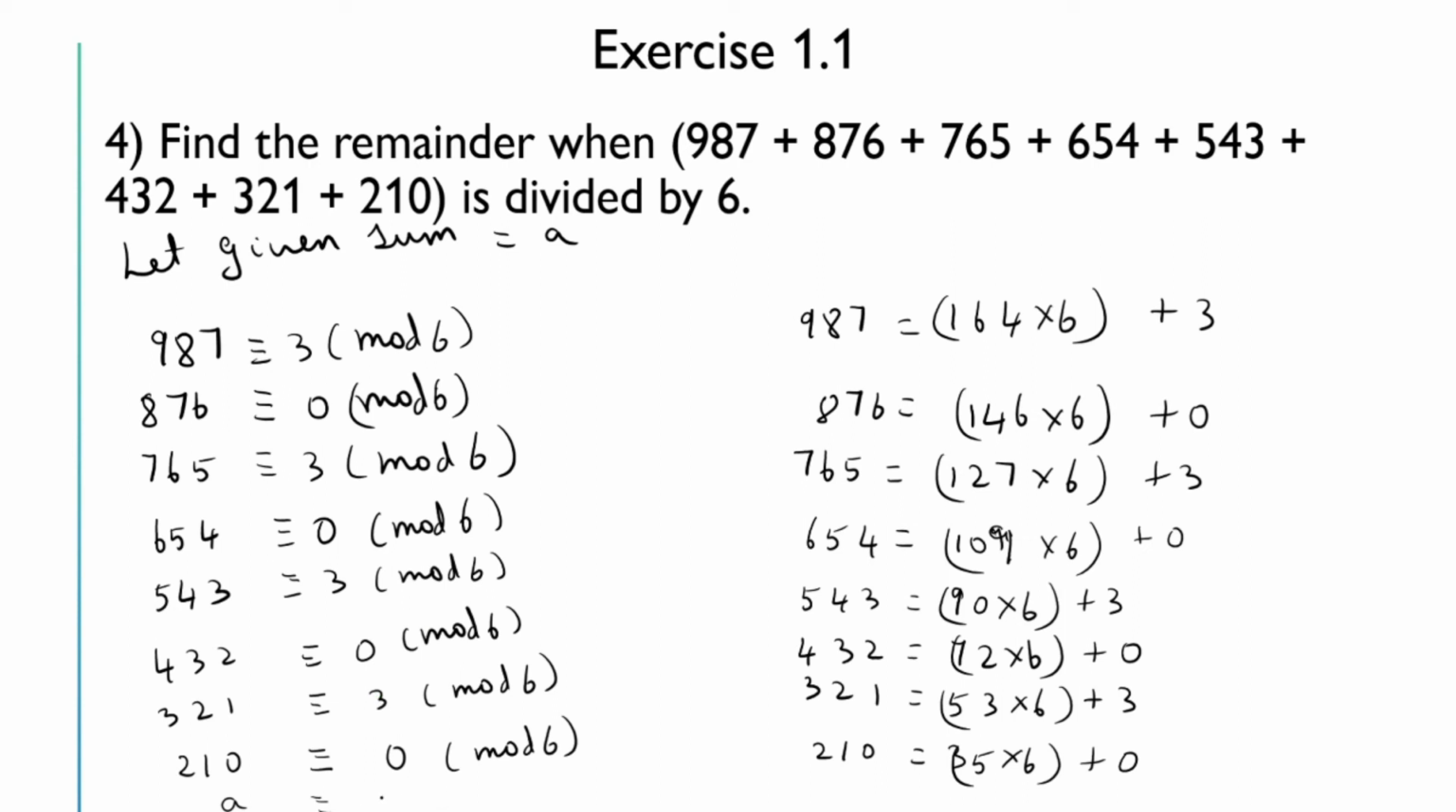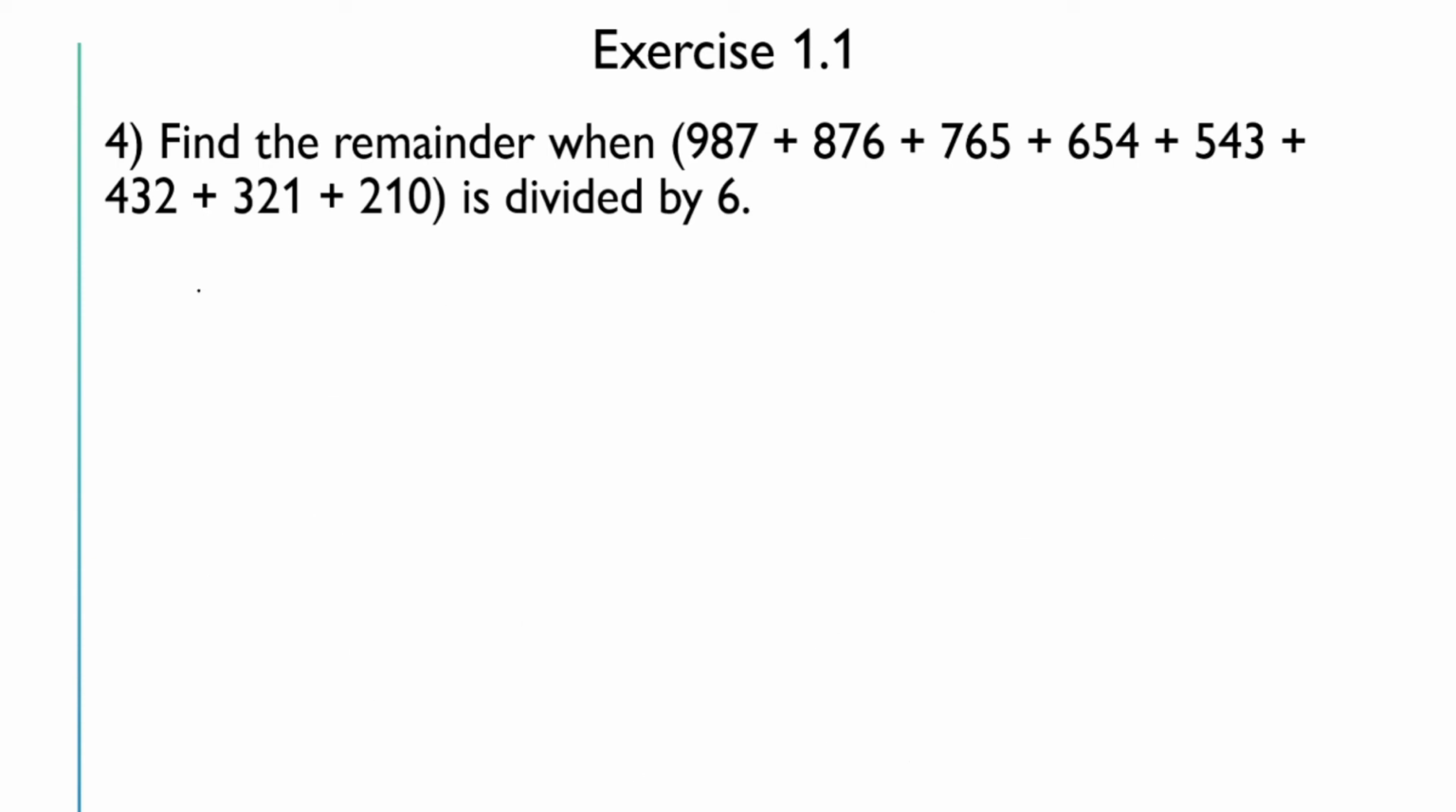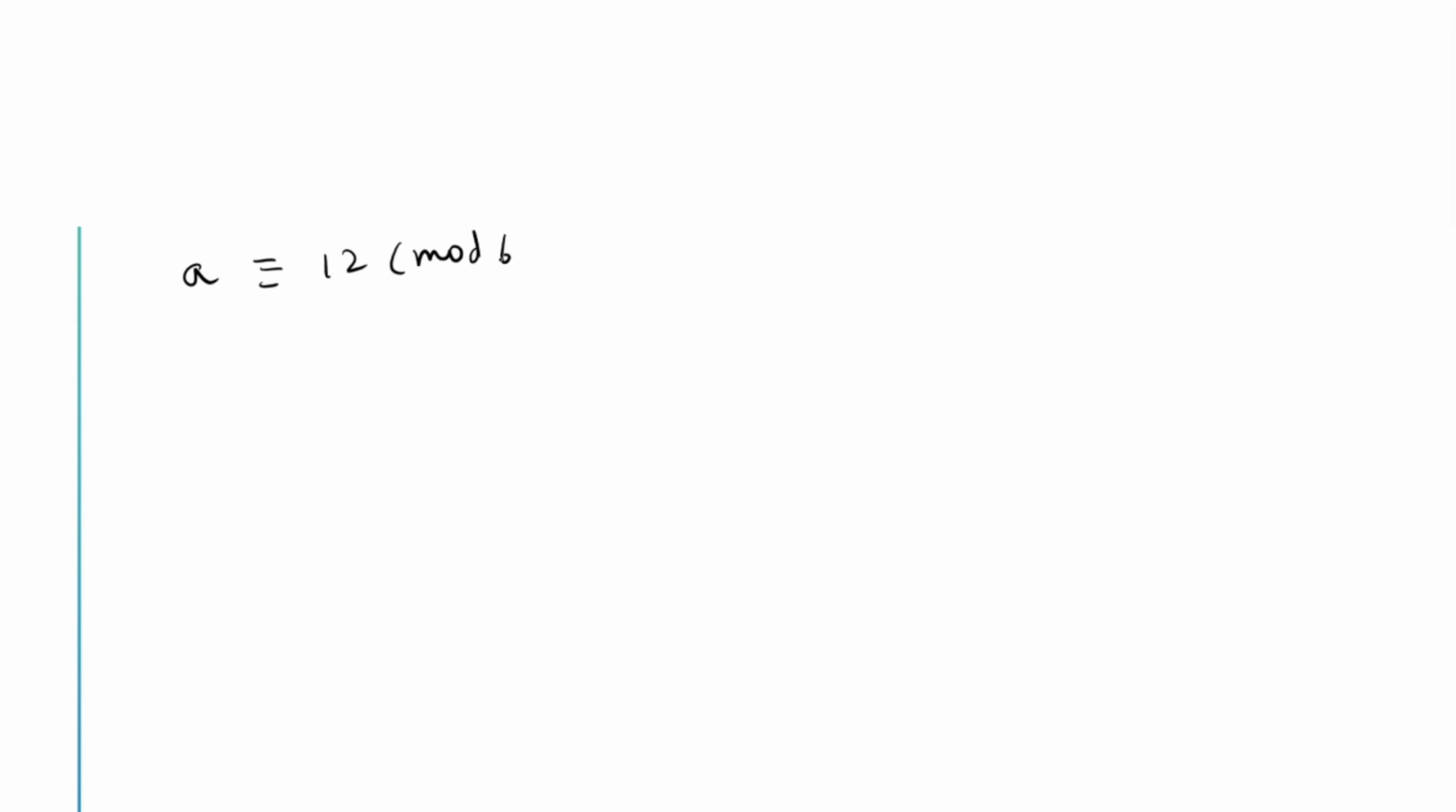Or let me write one more step. It's congruent to 3 plus 3 plus 3 plus 3 mod 6. Let me continue in the next page. So what we have got? We have got the given sum is congruent to 12 mod 6. Now what is 12 mod 6? When we divide 12 by 6, we get the remainder 0. So 12 is nothing but 2 into 6 plus 0. So this is congruent to 0 mod 6.